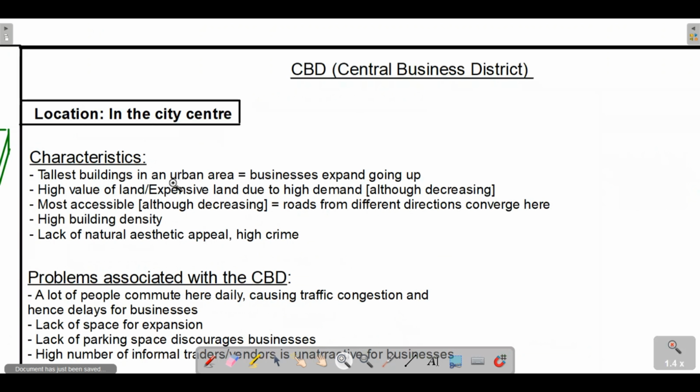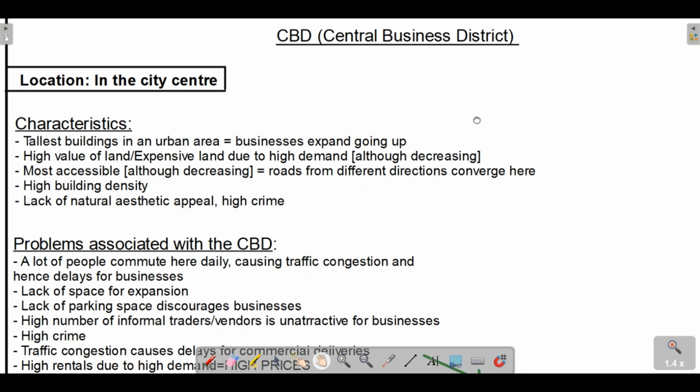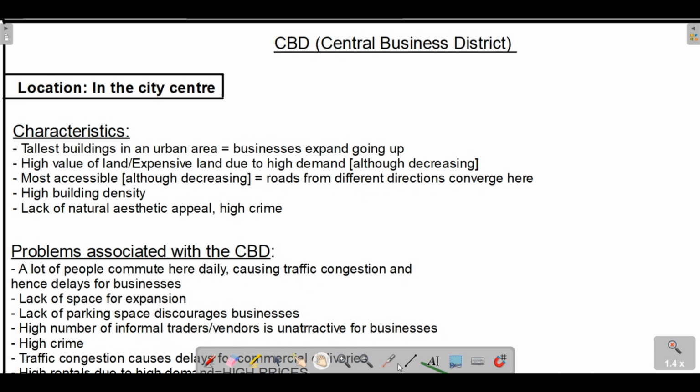You're going to find a lot of businesses there. It's where a lot of businesses have been established, or where a lot of commercial activities take place. The location, of course, you have to know that. The location, guys, is in the city center, or in the center of the urban area.